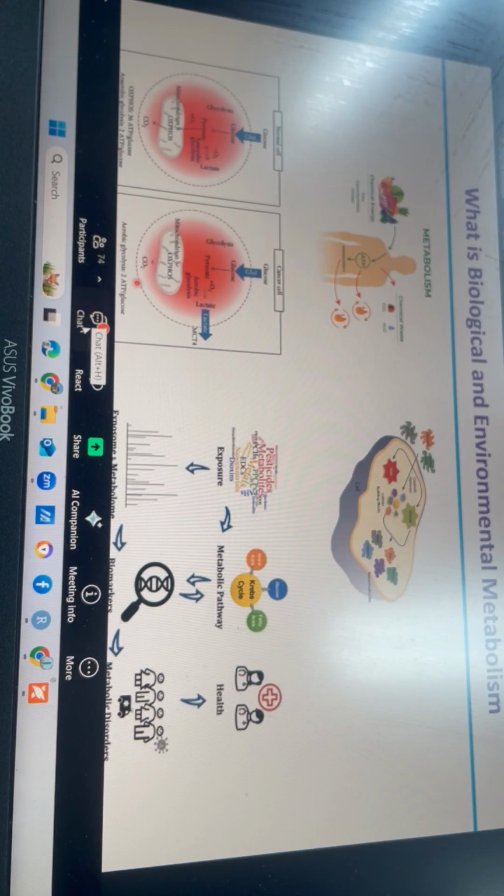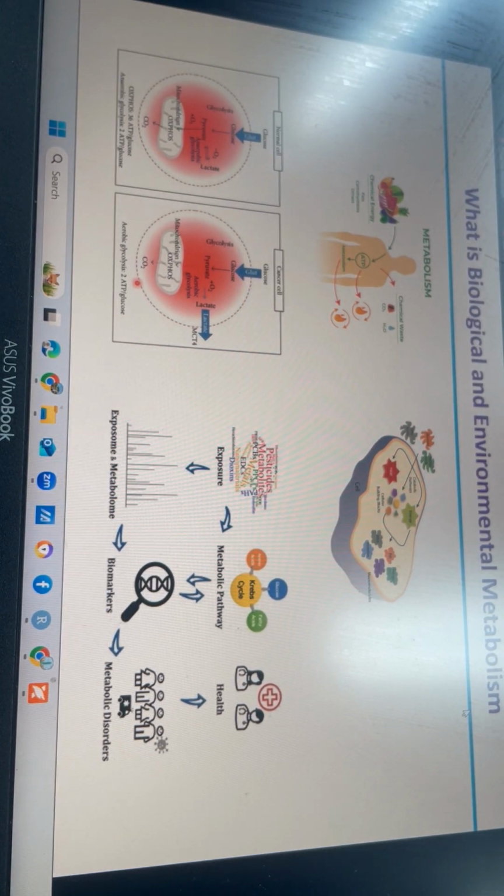Same thing if a person has Alzheimer's disease or diabetes. Their metabolism is totally different from a normal person.